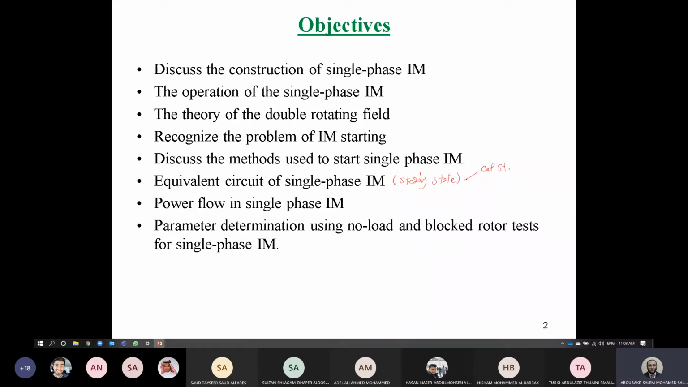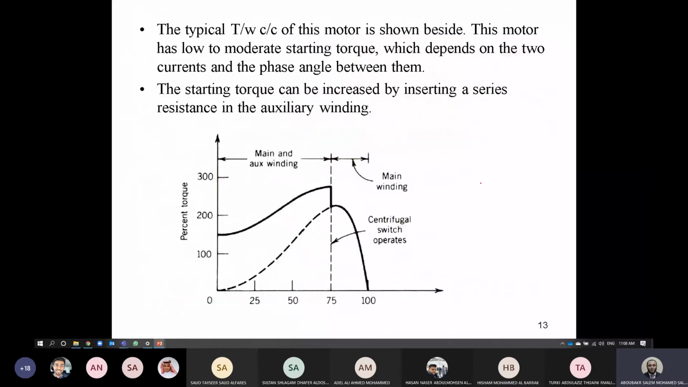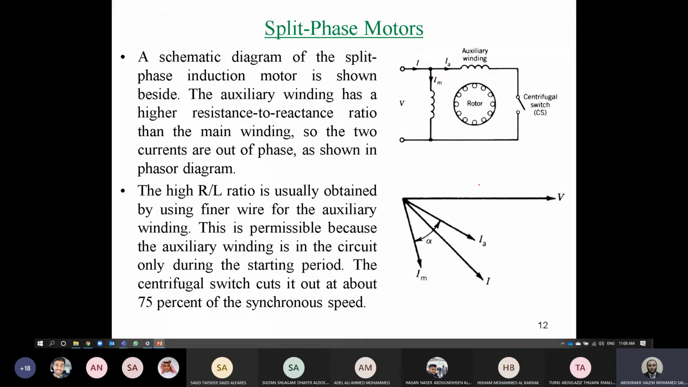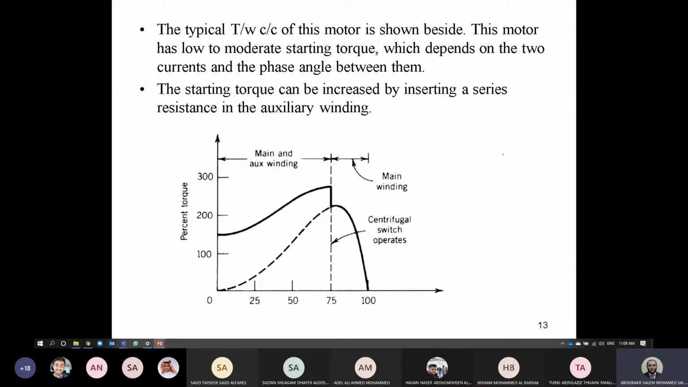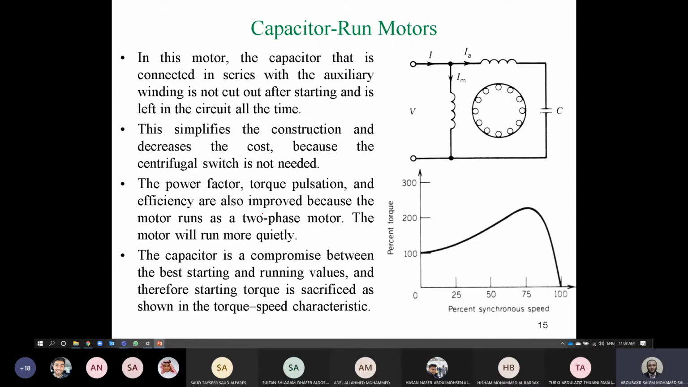It can be used also for, let's go to the different types. We discussed it here. So for this technique, split phase motors, it can be used because the switch will be disconnected after 75% of synchronous speed. So finally, we'll have the main winding, and we are going to discuss the effect of the main winding in the equivalent circuit. So this type is valid for the model we are going to discuss. Capacitor start is the same because the capacitor along with the auxiliary winding will be removed at steady state.